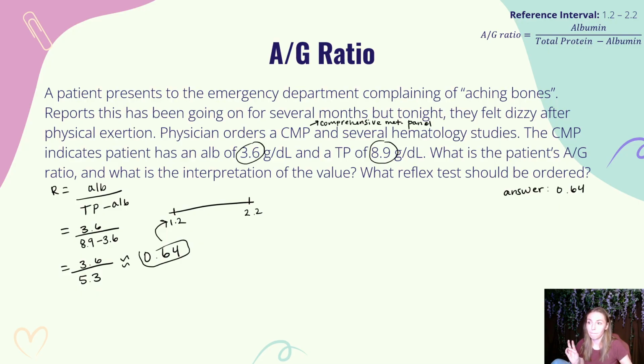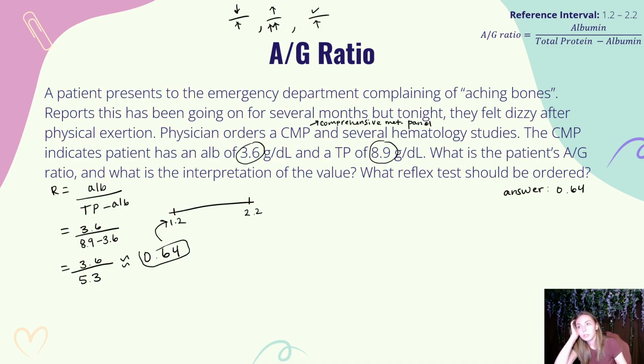Now, what is this result indicating? Well, because we have such a low ratio, the implication here is that either you've got decreased albumin and increased other proteins, so increased globulins, or you've got normal and a double increase, or normal and increased, stuff like that.